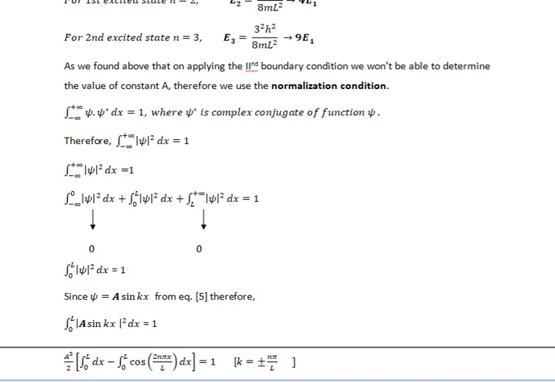As we found above, on applying the boundary condition, we would not be able to determine the value of constant A. Therefore, we use the normalization condition. And what is the normalization condition? Integral from minus infinity to infinity of psi star psi dx equal to 1. Here d tau is replaced by dx, because in this problem we are considering the one dimensional box, and for one dimension d tau equal to dx. Psi star is the complex conjugate of function psi.